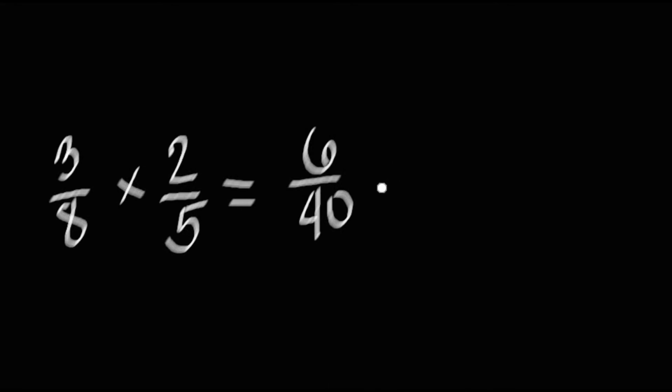So how do we simplify 6/40? What is that number that we can use to divide both 6 and 40? Yes, it's 2. 6 divided by 2 is 3. And 40 divided by 2 is 20. So the final product for 3/8 times 2/5 is 3/20.